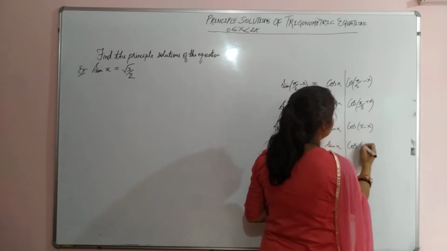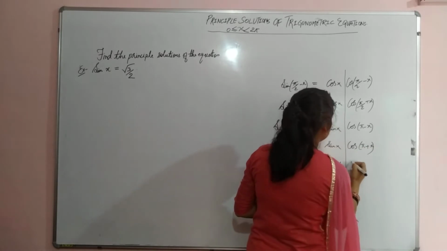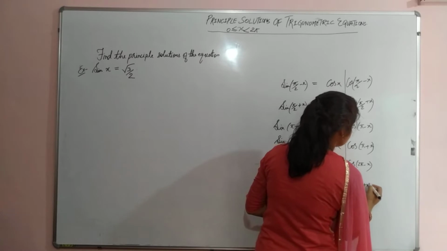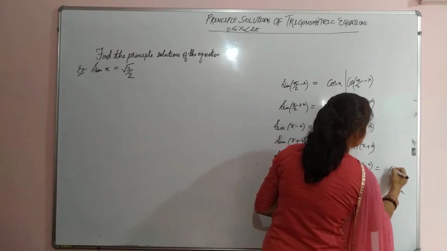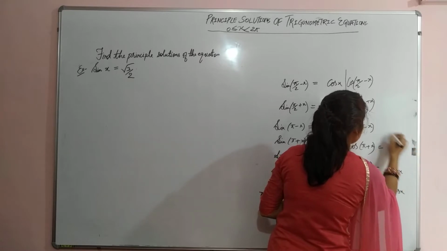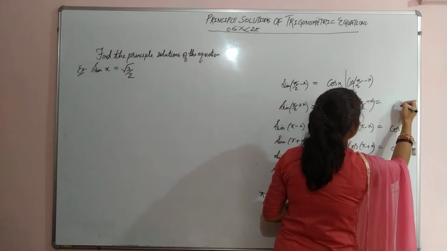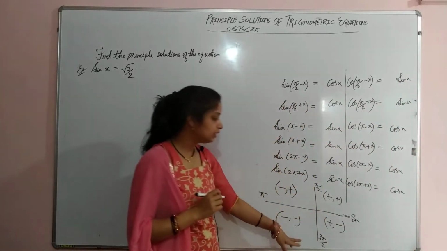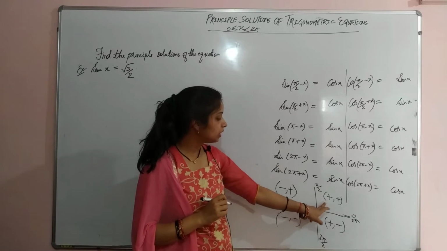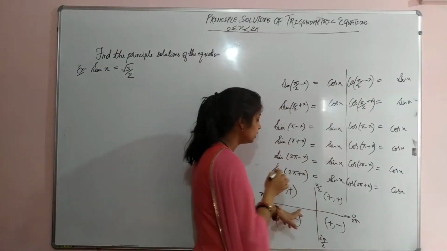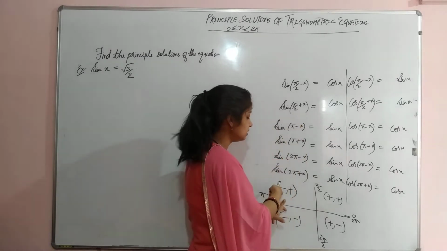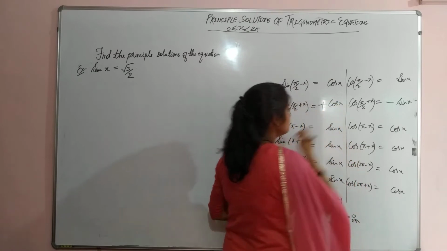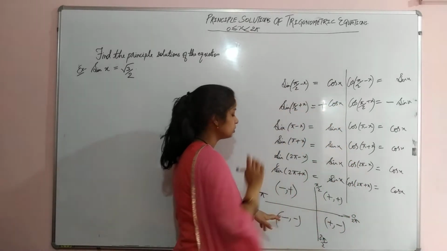In this way you have to learn these formulas. The others remain cos, cos, cos and cos. Only pi by 2 will change to sine, the opposite. Now let me write the signs. This is pi by 2 minus x, both are positive. Pi by 2 plus x is in the second quadrant. Here cos is negative and sine is positive.